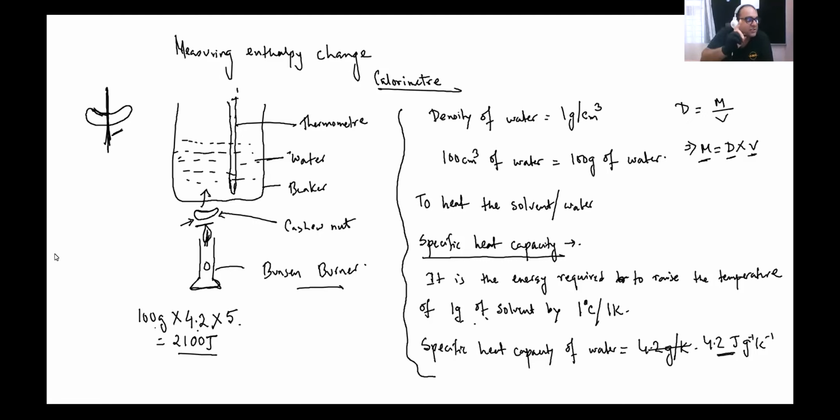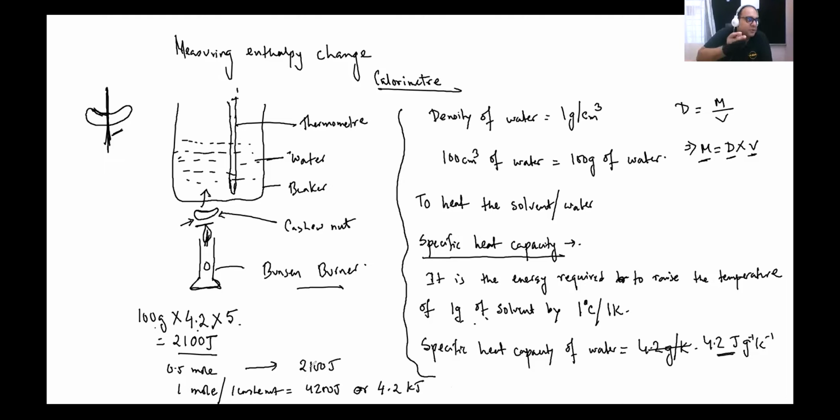Then one whole cashew nut, how much energy is it releasing? The double of that. Double, right? So we can say that half of this cashew nut, which is 0.5 mole, is releasing 2100 joule. So 1 mole or 1 cashew nut is releasing 4200 joule or 4.2 kilojoule.